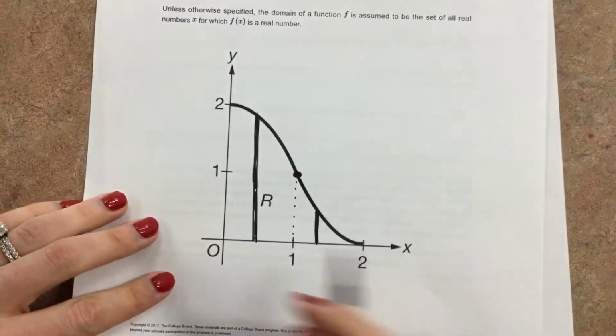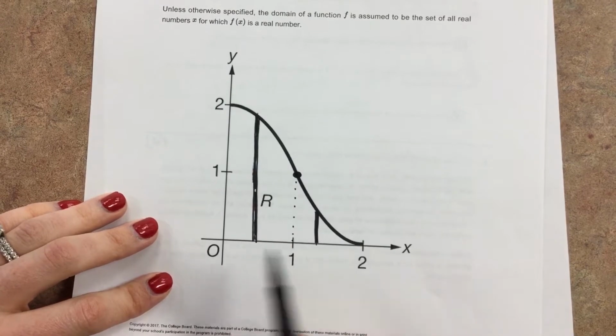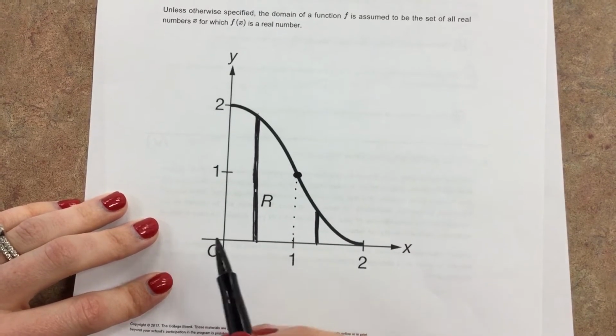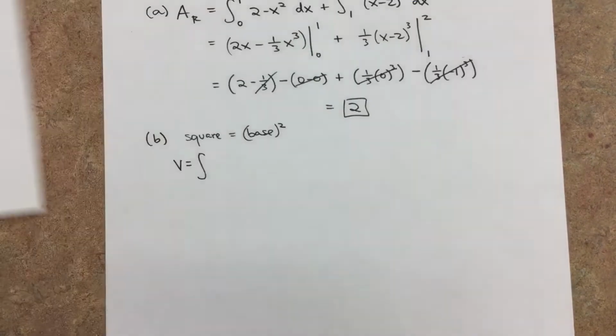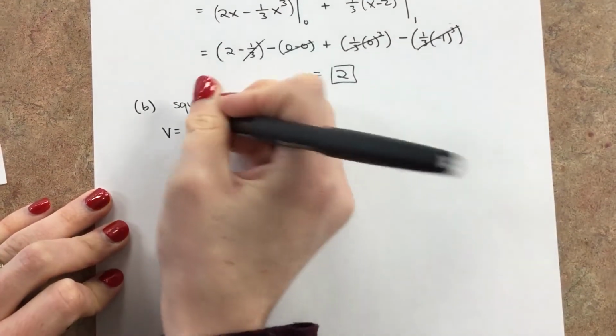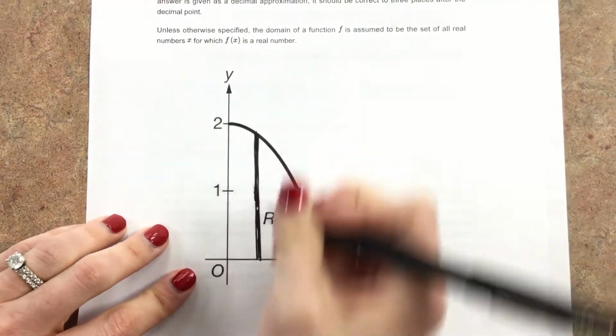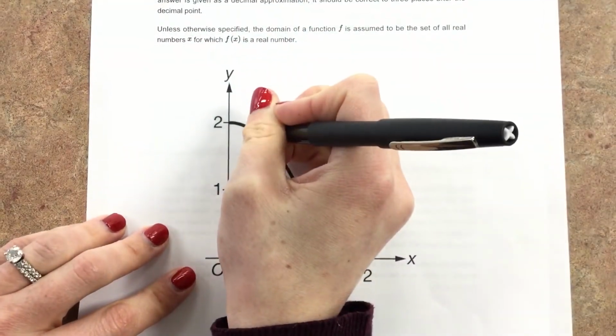And if we look at the whole thing goes from 0 to 2, but we can't use just one function all the way from 0 to 2. So once again, we have to split it 0 to 1 and then 1 to 2. So from 0 to 1, my base is this end to this end. This end is 2 minus x squared. This end is 0.